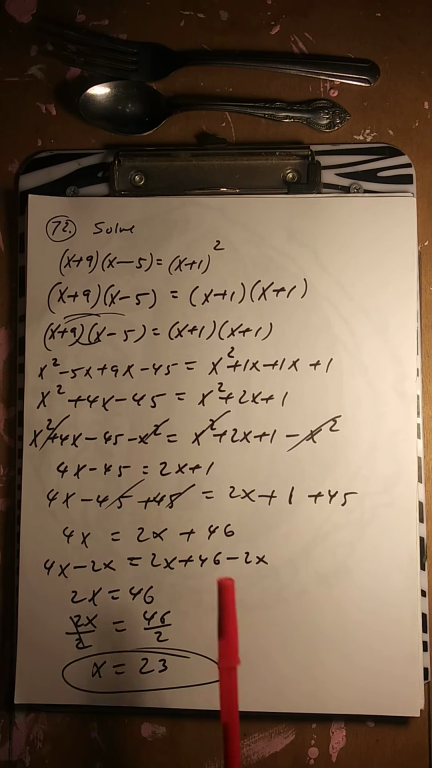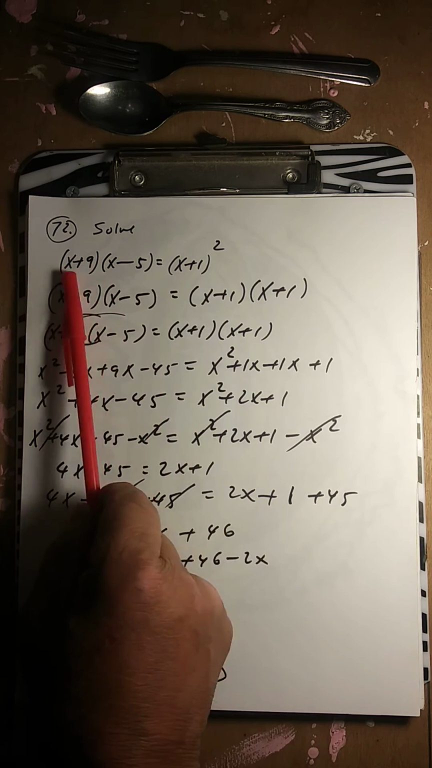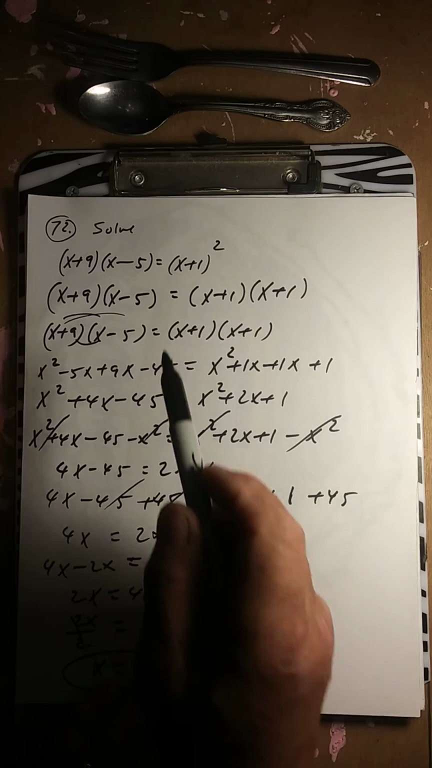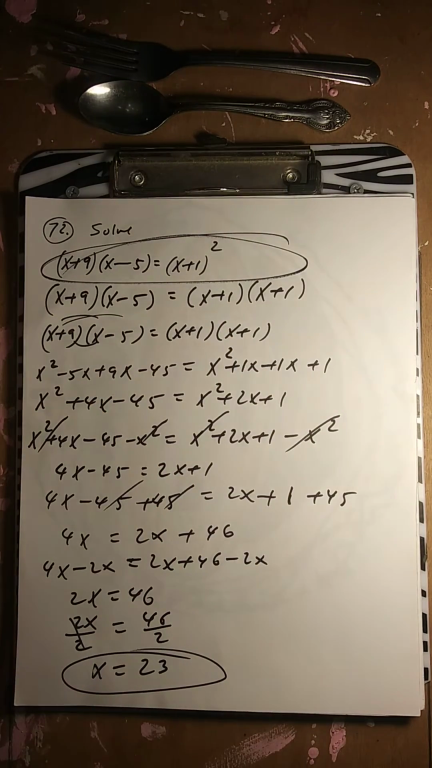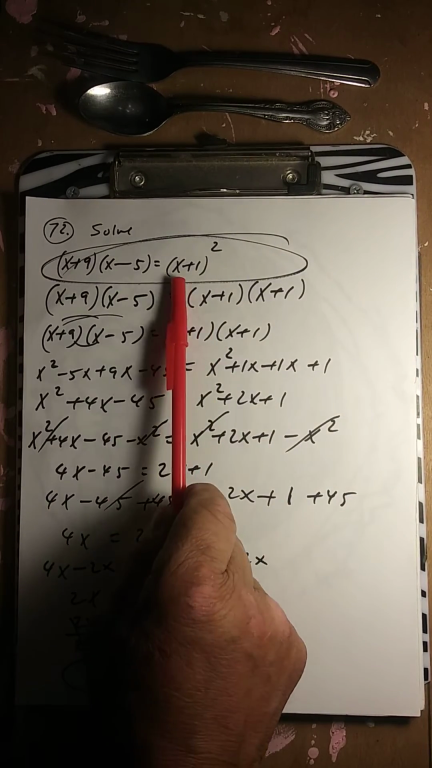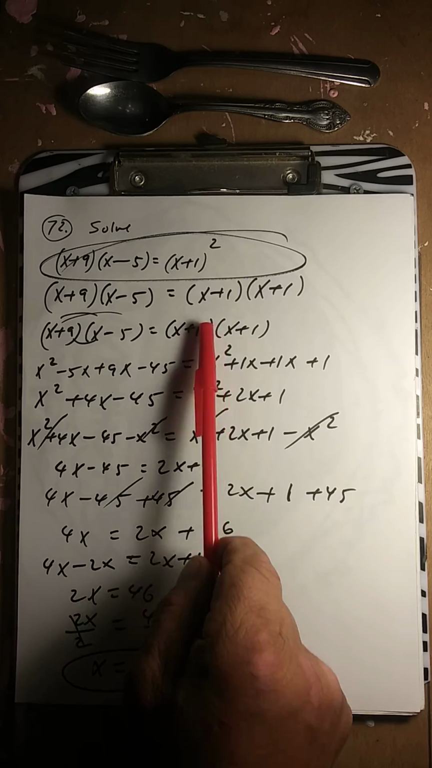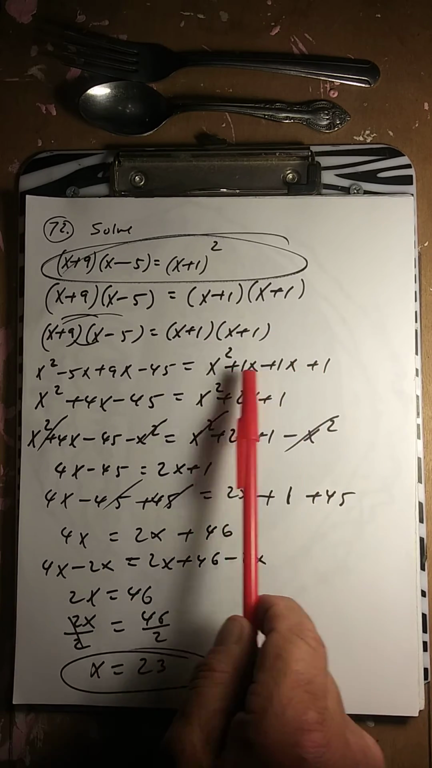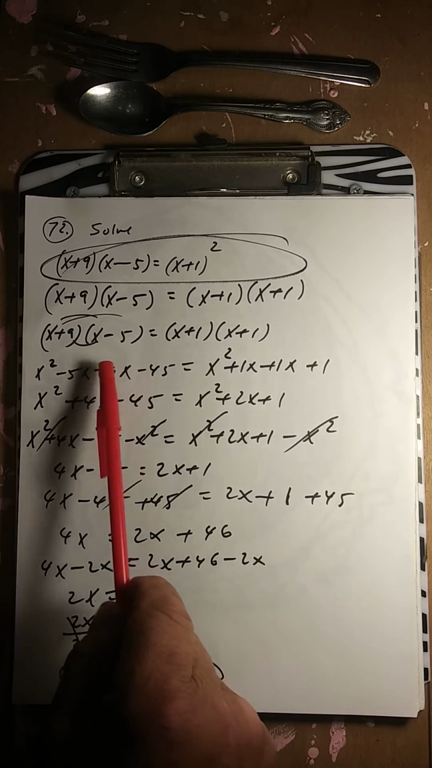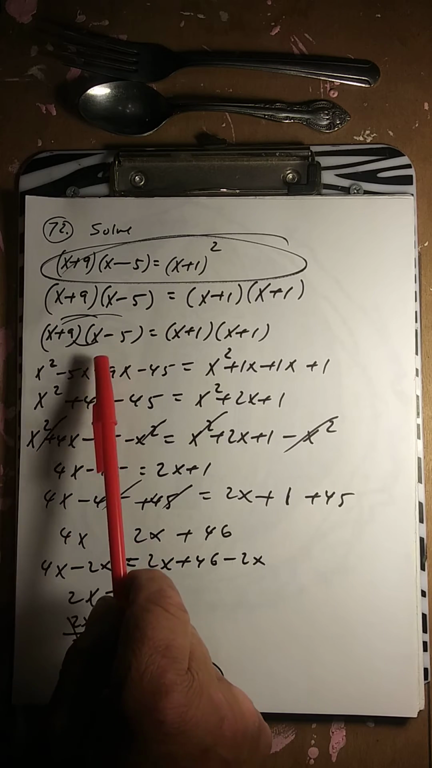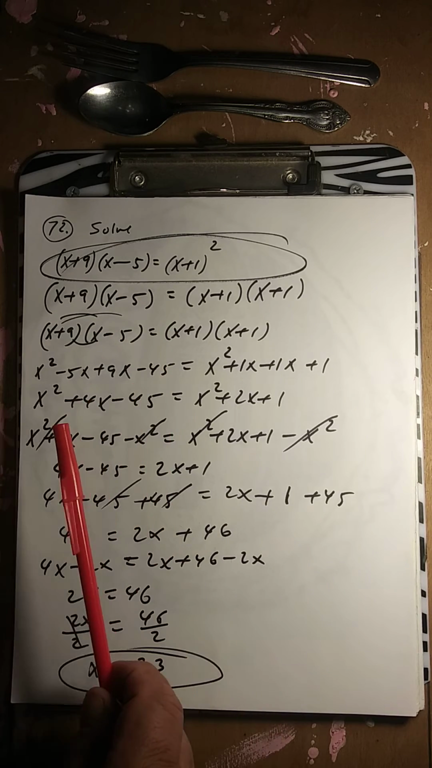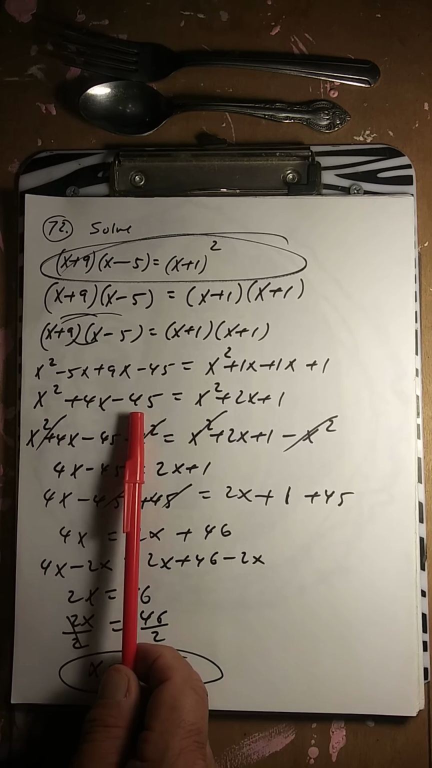This one. So I'm going to FOIL it out first. There's the original problem. Let's circle it so you can see it a little bit easier. There it is. So now, what are you going to do? What we're going to do is go ahead and FOIL this out. So x plus 1 times x plus 1: x squared plus 1x plus 1x plus 1, which is x squared plus 2x plus 1. Over here, x squared minus 5x plus 9x minus 45. So x squared plus 4x minus 45.